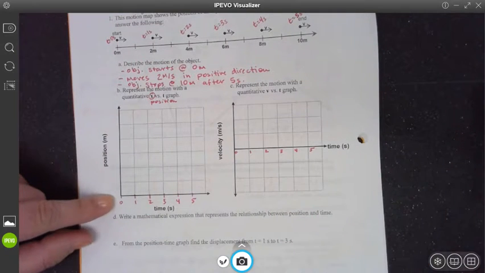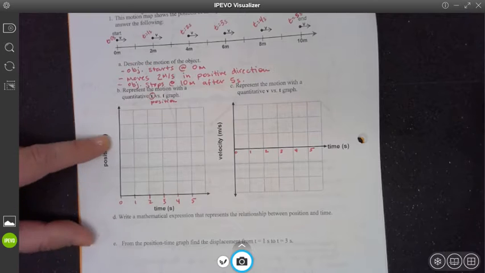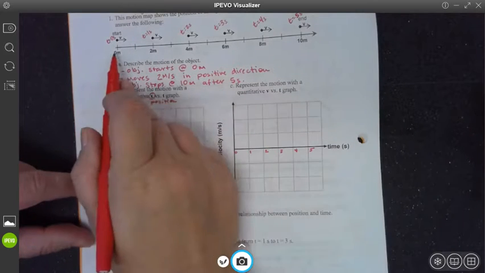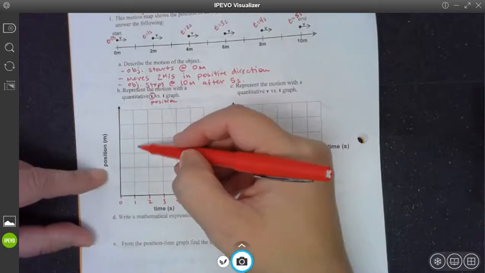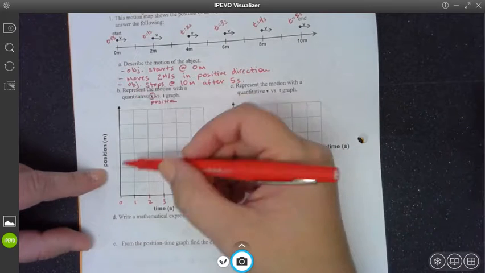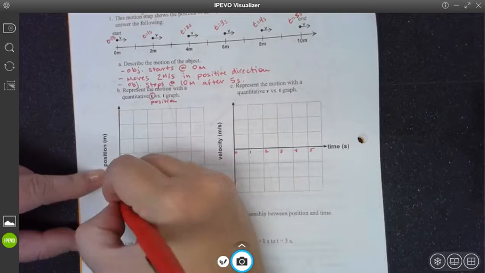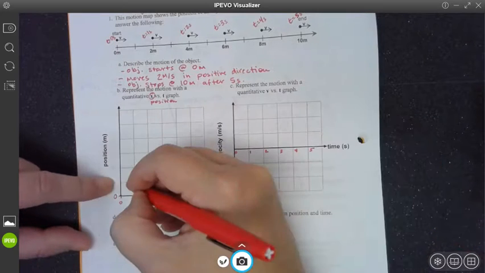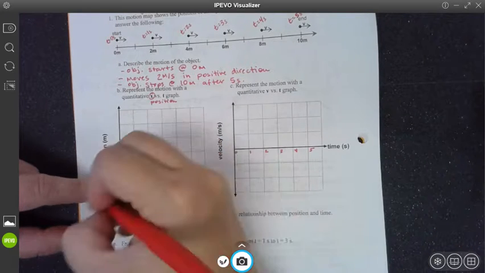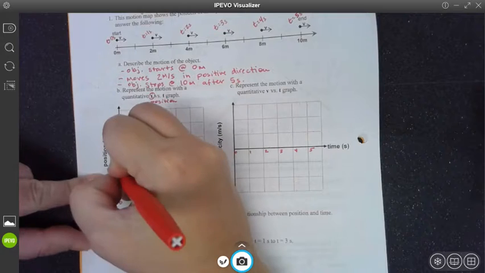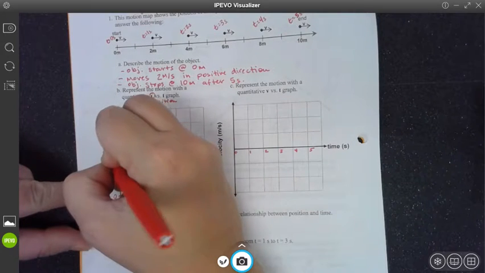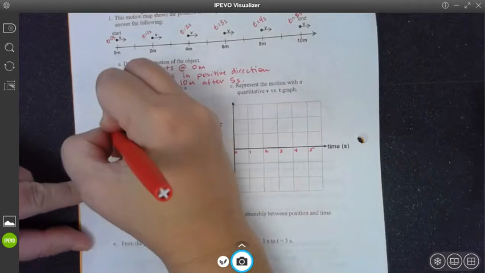So there's my time. For position, my change of position is going to be from 0 meters up to 10 meters. I'm pretty sure I don't have 10 lines here. So I'm going to stick with 2. So the first one will be at 0. I know that. And then 2, 4, 6, 8, 10. Yeah, that'll work nicely. 2, 4, 6, 8, 10.